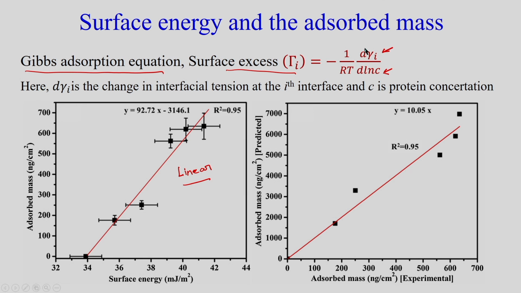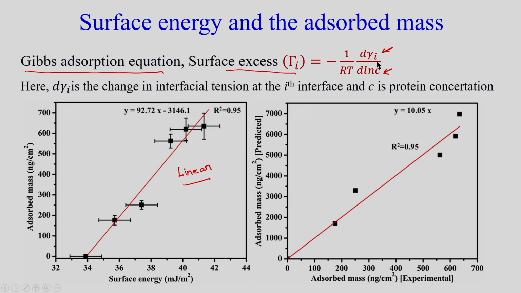So, using this expression we calculated it. The concentration of the protein at which the experiments were performed was known. The interfacial tension was measured from the contact angle data as we discussed in the last slide. So, the surface excess was calculated. Here the y axis is the predicted one and the x axis is the experimental. Again you are observing a very much linear trend. So, it says that the change in the surface energy or interfacial energy is related to the protein adsorption, and the protein adsorption or surface excess can be predicted by measuring the contact angle or surface energy.